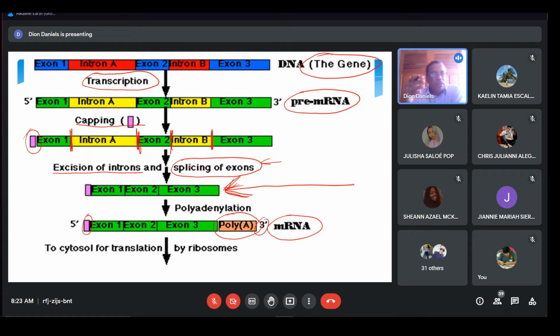And for that reason, because they don't have introns and don't have to go through RNA processing, translation can start even before transcription is over. Is that understood? Okay, sir, thanks. All right, you're welcome. Any other questions? Wilbur?